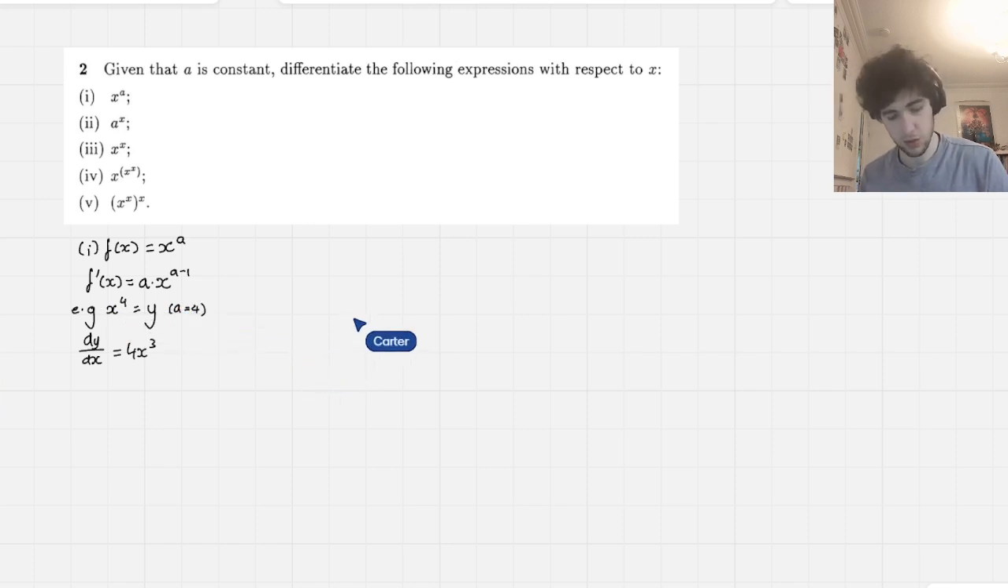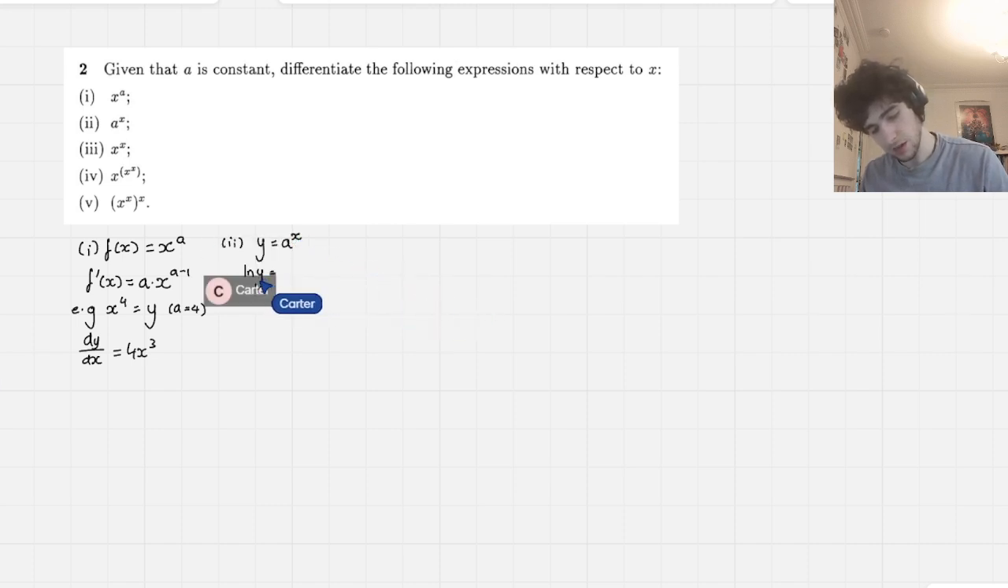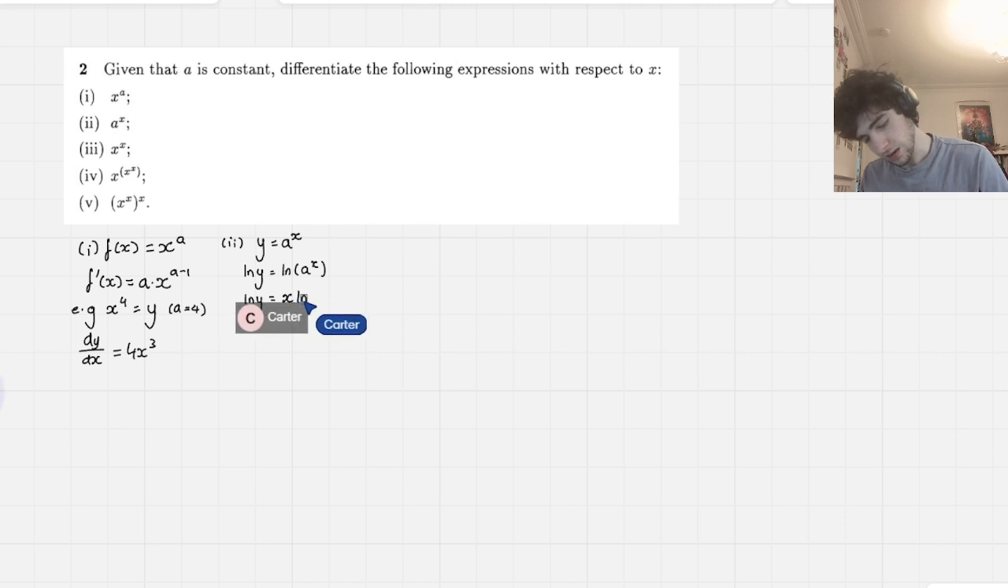Okay, so let's move on to part II. Then we need to differentiate a to the x. This is also relatively standard, but I guess we can derive it. So if we have y is equal to a to the x, and you take ln of both sides, you get ln y is equal to ln of a to the x. So ln y is equal to x ln a.